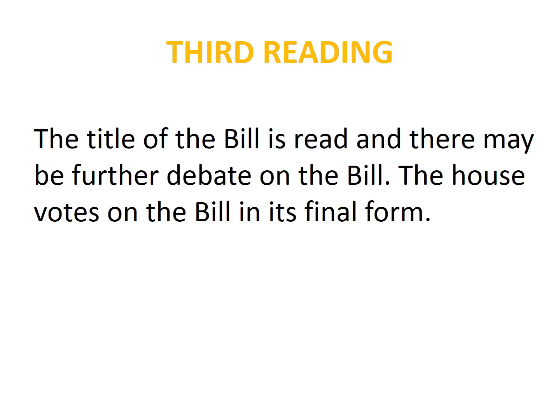The fourth stage in the passage of the bill through Parliament is the third reading. During this stage, the title of the bill is read, there may be further debate on the bill, and it's even possible that the members might agree to make further amendments to the bill. The members of the House then vote on the bill in its final form. That is, they vote on the bill as amended, if at all, during the committee stage and the third reading.